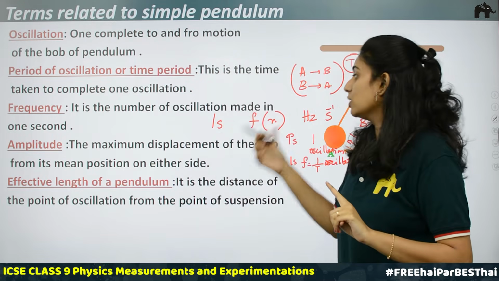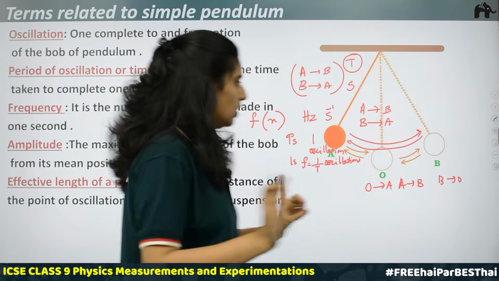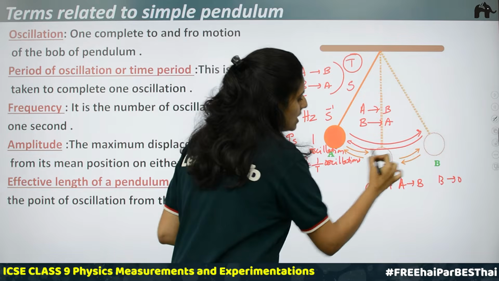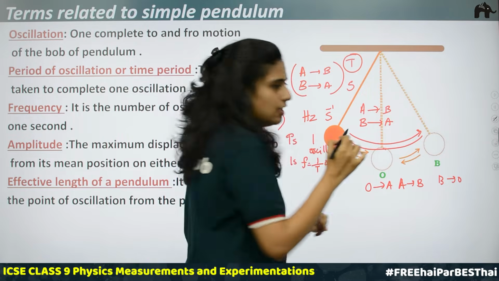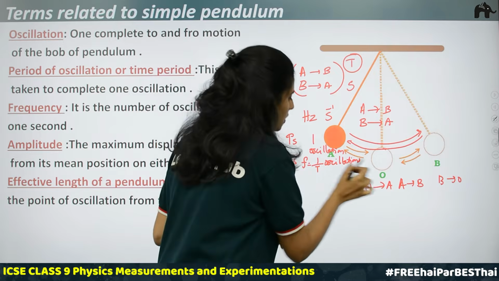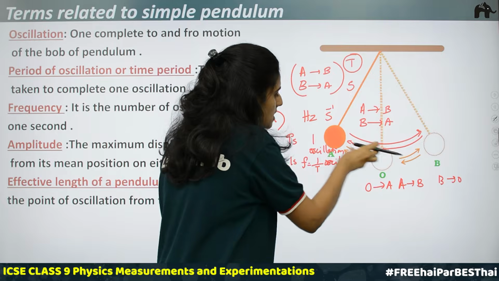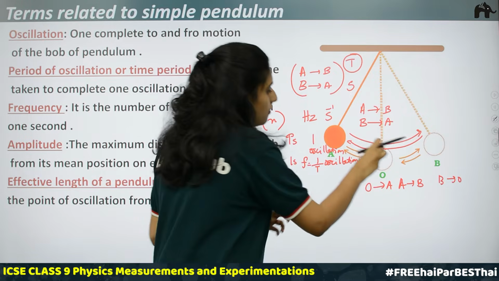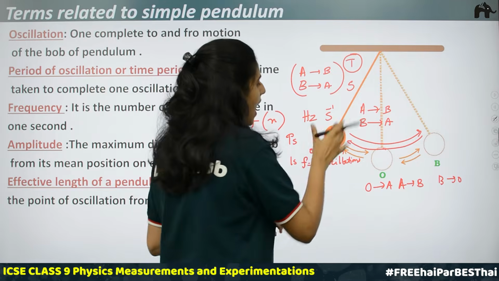Next is amplitude, the maximum displacement of the bob from its mean position on either side. Here you can see O is the mean position or rest position. From this rest position, it is taken to A and B, right? So, when you take it to A, this is the maximum displacement that we can bring. The maximum distance the bob can move from its mean position is called the amplitude.